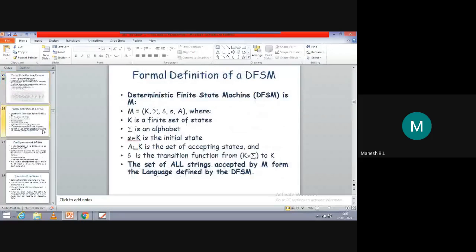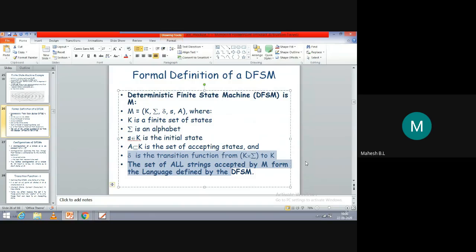I think I've not done the theory of this DFSM. Let's see the formal definition of a DFSM, deterministic finite state machine. DFSM is represented by M. M stands for machine. It has 5 tuples. First one is K, a finite set of states. Sigma is nothing but the alphabet. S is the initial state. A is the set of accepting states. Delta is the transition function.